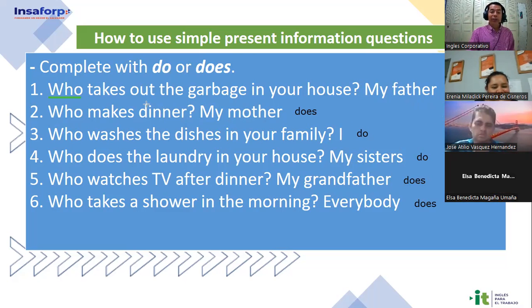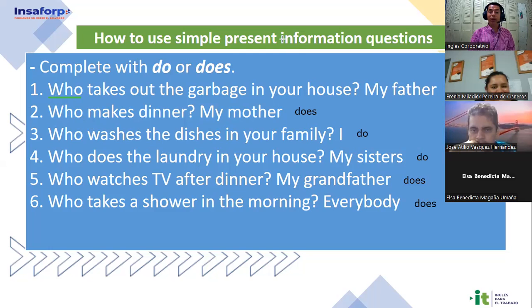La mamá, no. Excuse me, no, it's not true. Okay. So, en este caso, who, entonces, sería el sujeto. Estamos preguntando sobre el que hace la acción. Estamos preguntando esa persona que saca la basura. Eso estoy preguntando. Por lo tanto, who sería el sujeto, the subject, right? Good.